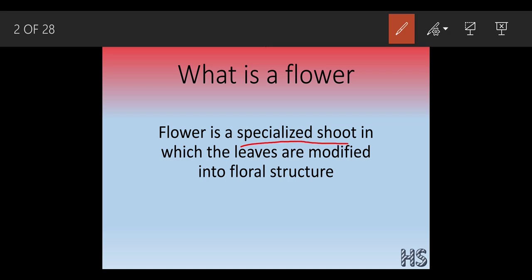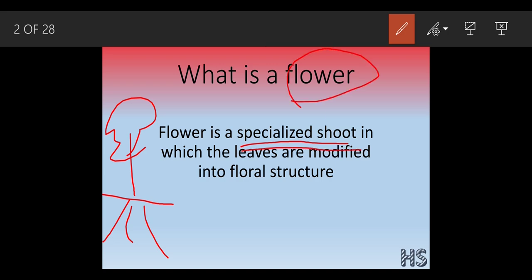We have already known the shoot system. What do you mean by shoot system? Suppose this is a plant. This will be the roots, this would be the stem, and there will be leaves and all. From these leaves, after maturation, a specialized thing gets developed, that is a flower.